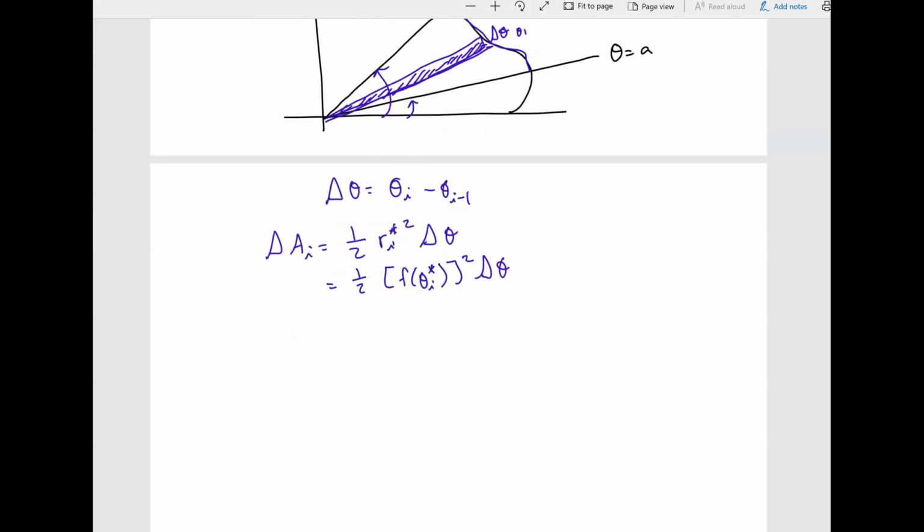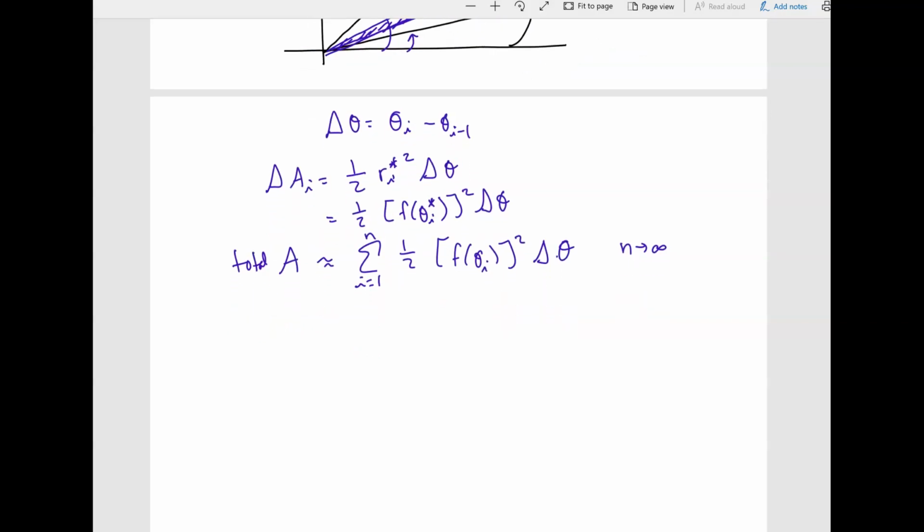If you wanted to take all of the area, so this is total area, we're going to take the sum as i goes from 1 to n of 1/2 f of theta i star, whole quantity squared, delta theta. Now all we have to do is take n as n goes to infinity, so we have infinitely many rectangles. Our area is going to be the integral from a to b of 1/2 f of theta squared, which is just r squared, d theta. That's basically where this formula is coming from.